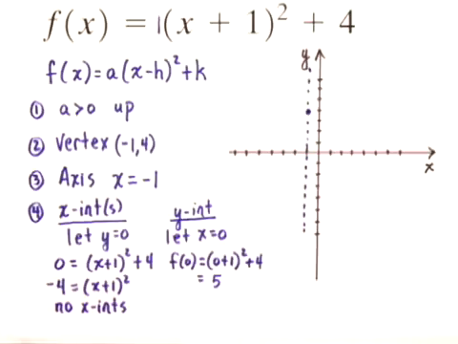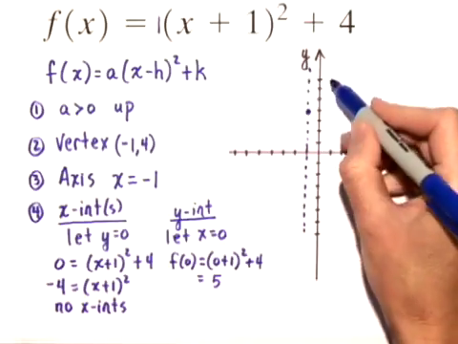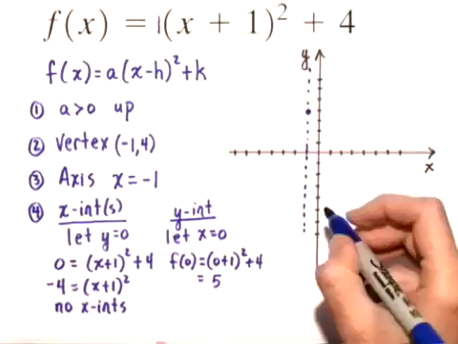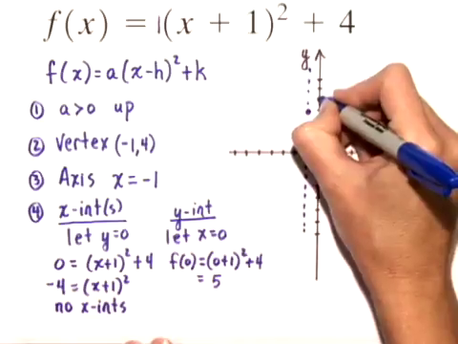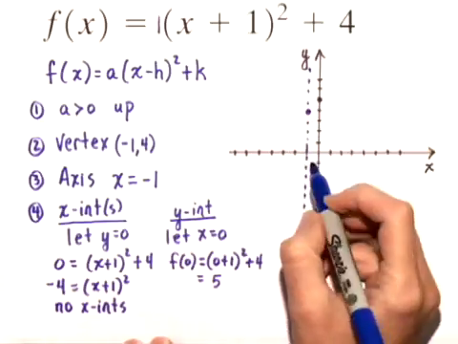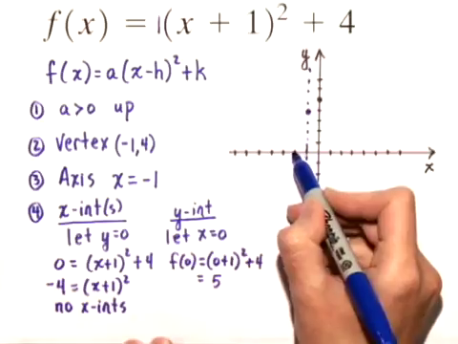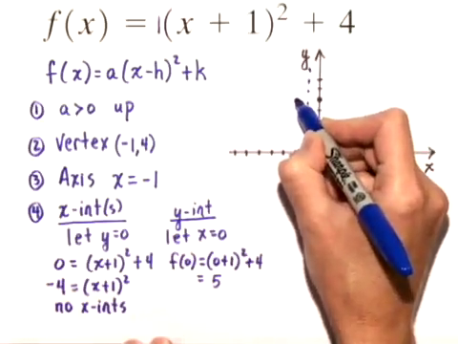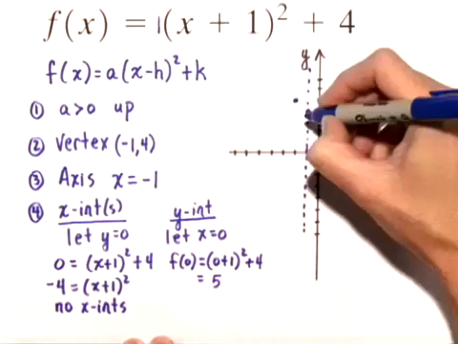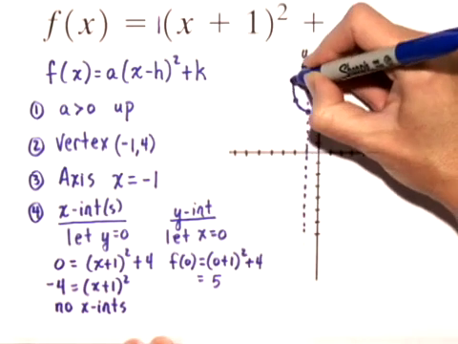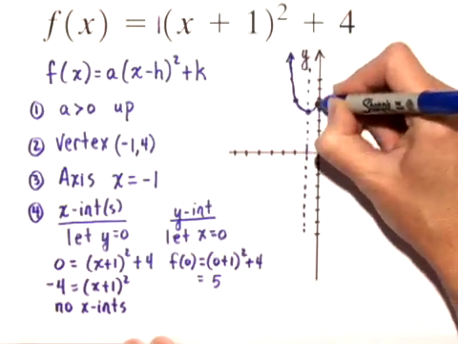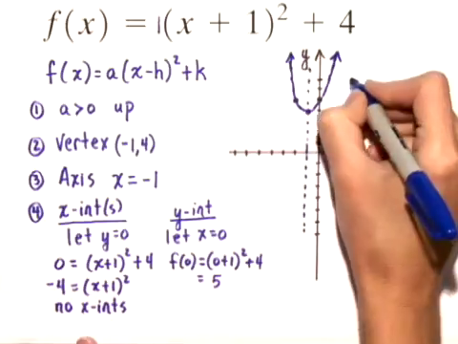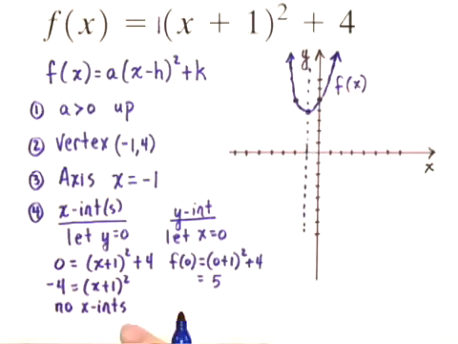We also know that this quadratic function opens up, which is why there are no x-intercepts. We know the y-intercept is at 5, and by symmetry we'll have another point on the other side of the axis of symmetry at (negative 2, 5). And now we can sketch this quadratic function. And this is a graph of f of x.